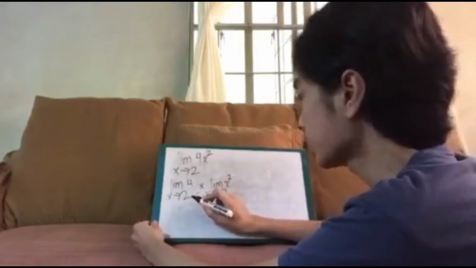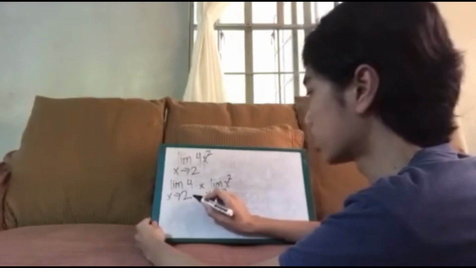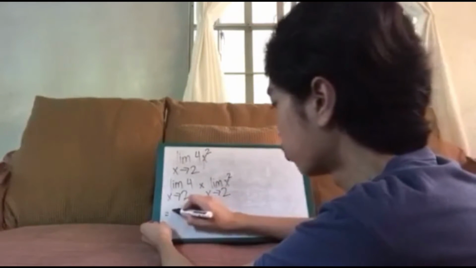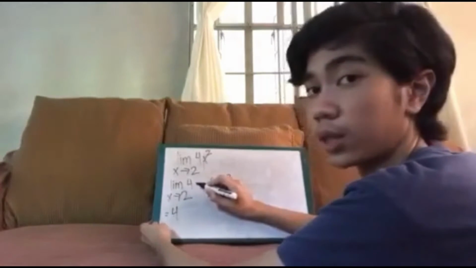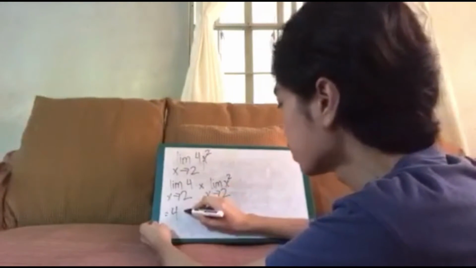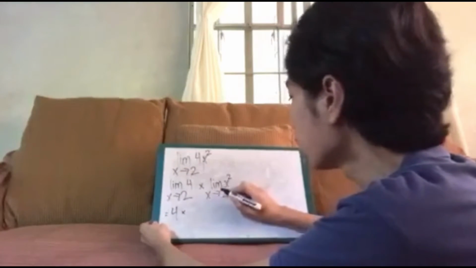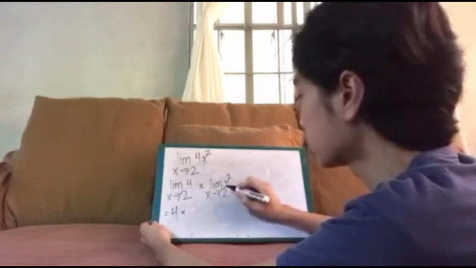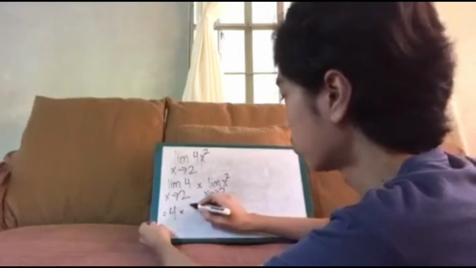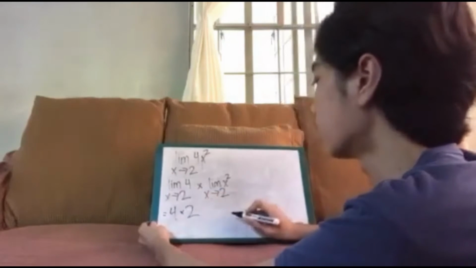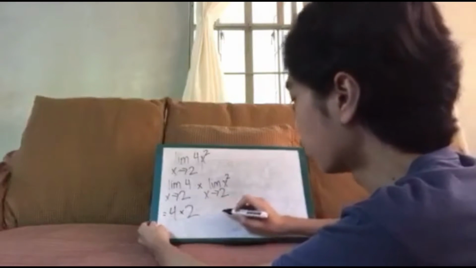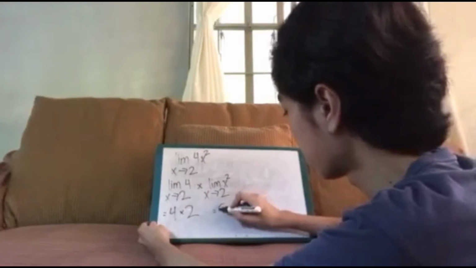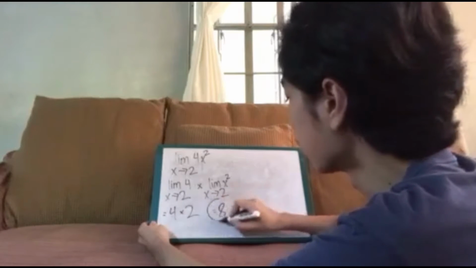The limit of 4 as x approaches 2 is equal to 4 because 4 is a constant, times the limit of x squared as x approaches 2, which is equal to 2 squared. And then 4 times 2 is equal to 8. 8 is our final answer.